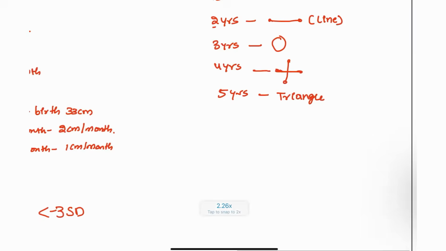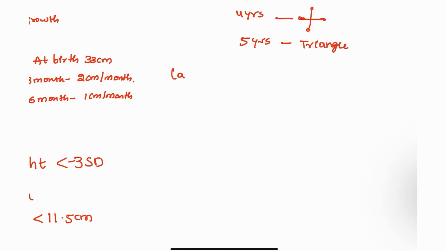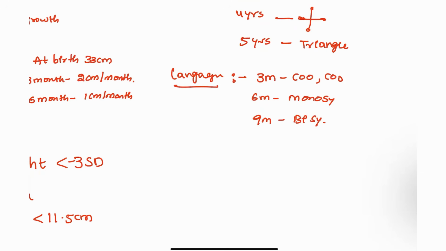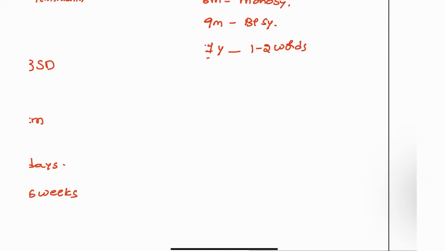Next, moving on to the language milestones. Okay, language milestones. So in the language milestones, usually at the 3 months, ku, ku will be seen. Okay, 6 months, monosyllables, and 9 months, bisyllables. Okay, 1 year, usually 1 to 2 words. Okay, one for 1 year, one for 1 word. Like that also you can remember.